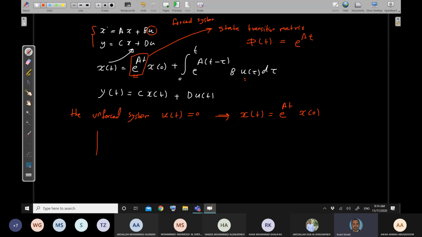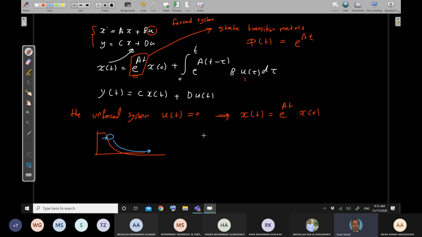For example, if I have the following example, and here I have a ball. If I just release the ball, will it move? Yes, under the initial position, not an external force. So this is called an unforced system. Why? Because the behavior here is due to the initial condition.